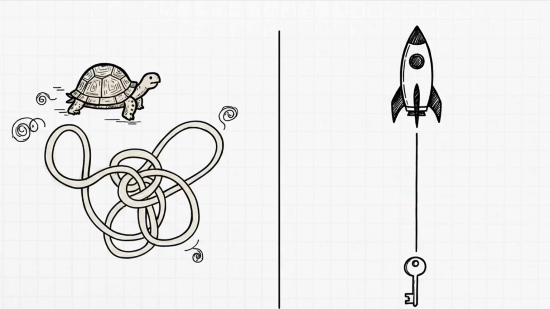And hey, don't get me wrong, this code absolutely works. It'll get you the right answer, for sure. But the problem is, as soon as that array starts getting big, the time it takes to run just explodes. We call this O of n squared, or quadratic time complexity.